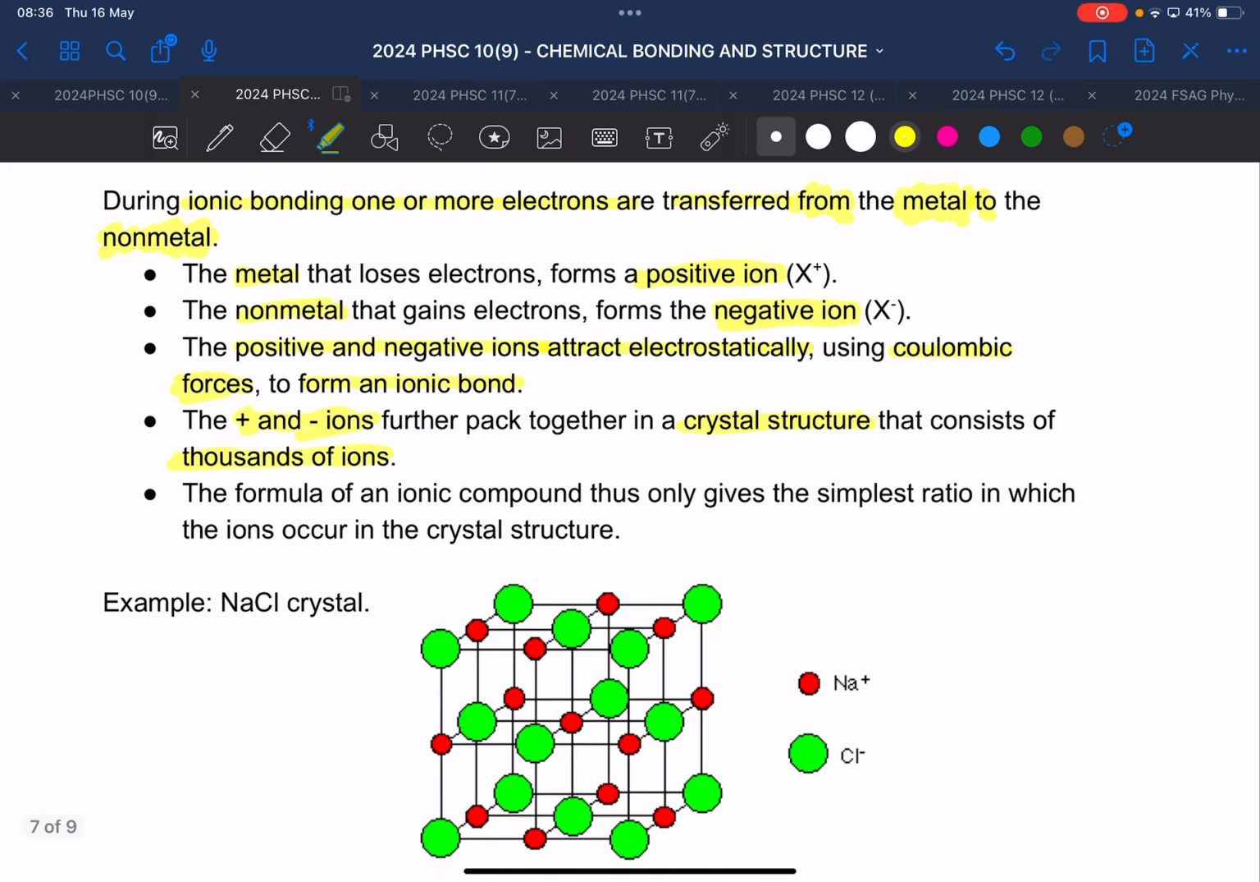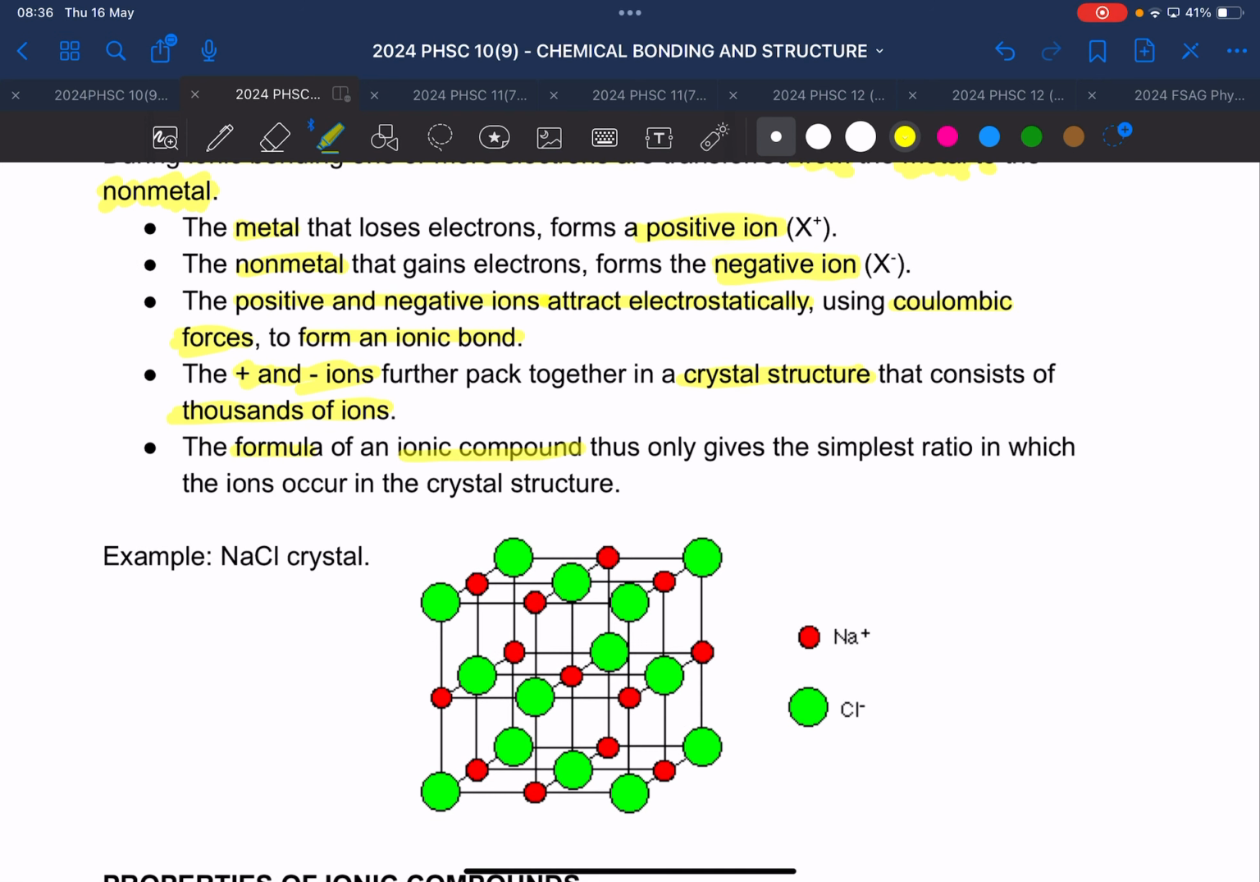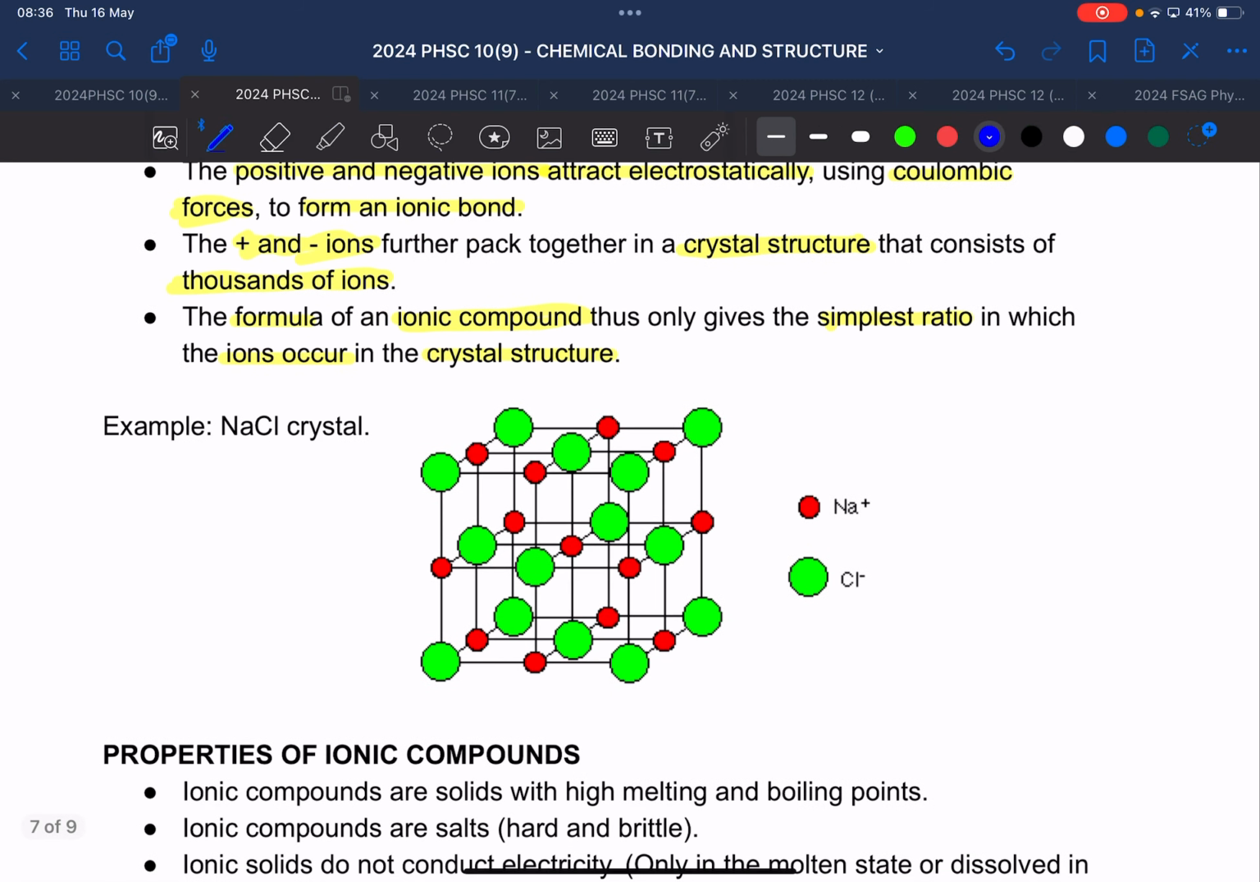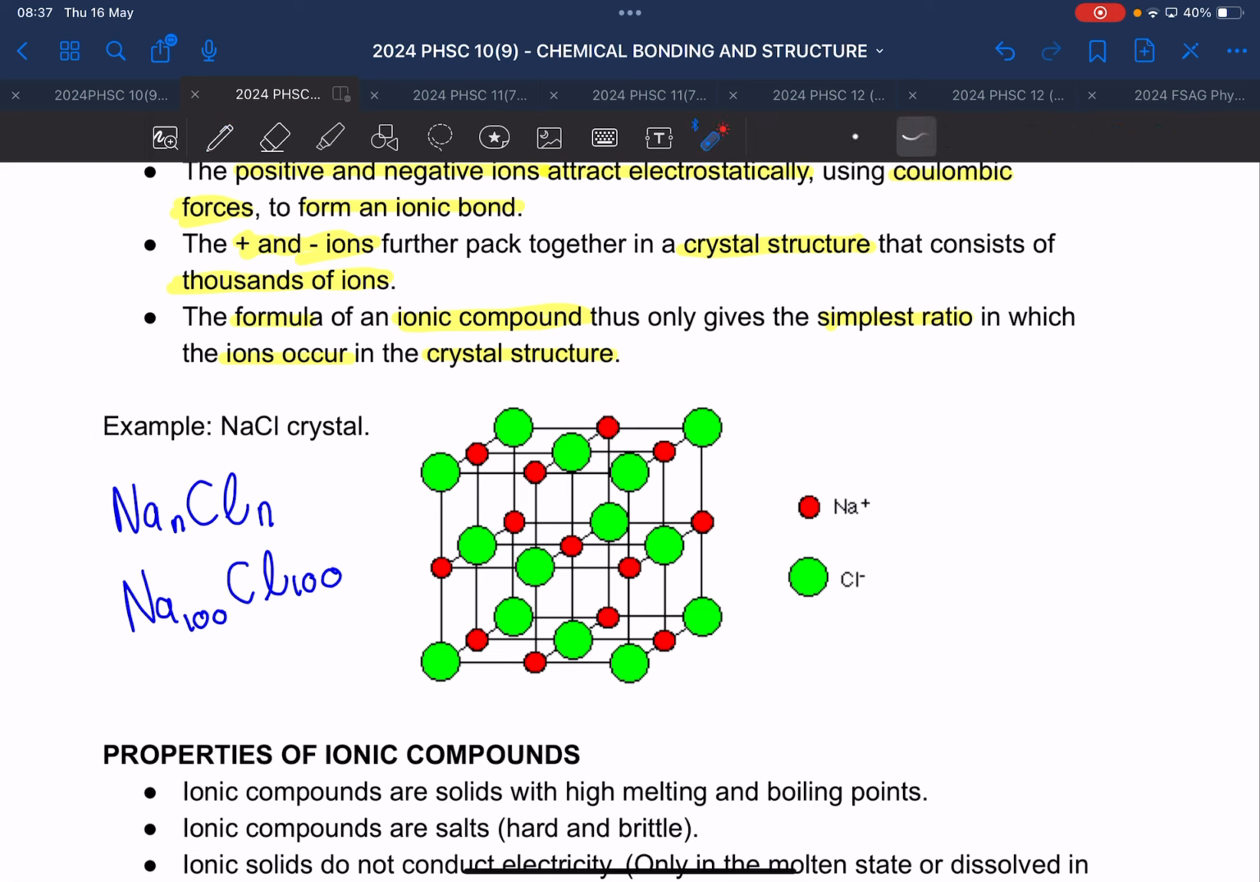Okay, the formula of an ionic compound only gives the simplest ratio in which the ions occur in a crystal structure. So for example, if we have our sodium chloride crystal or salt, that means our structure kind of looks like this. So for each n amount of sodium atoms, there is an n amount of chlorine atoms. That means if we have 100 sodium atoms, we will have 100 chlorine atoms. So we use this ratio, right, to write our simplest formula, okay, with this simplest ratio. So we have a 1-to-1 ratio. For each sodium atom, there's a chlorine atom. That's how we end up with our formula that looks like this. Sodium chloride. For each 1 sodium, there is 1 chloride atom.